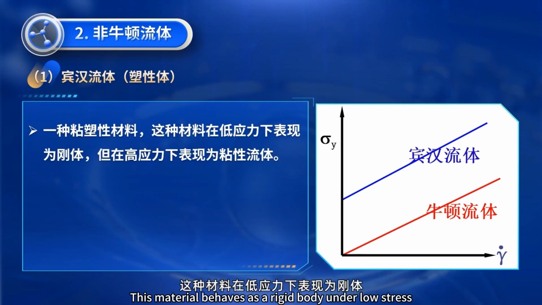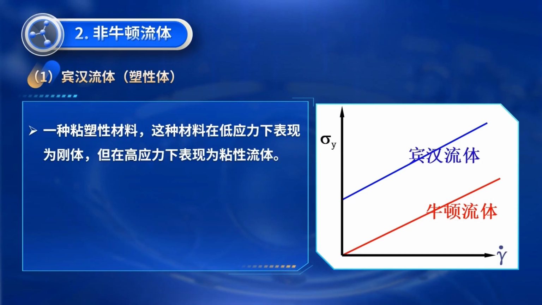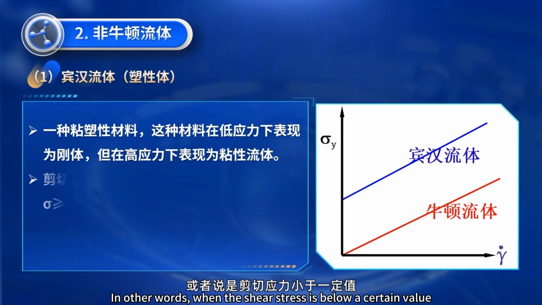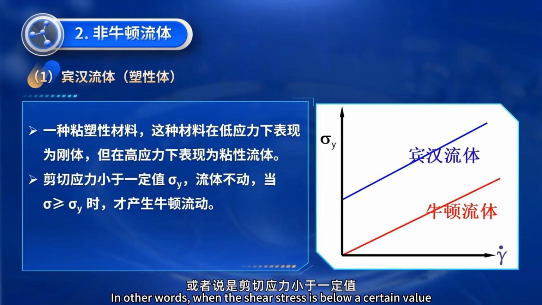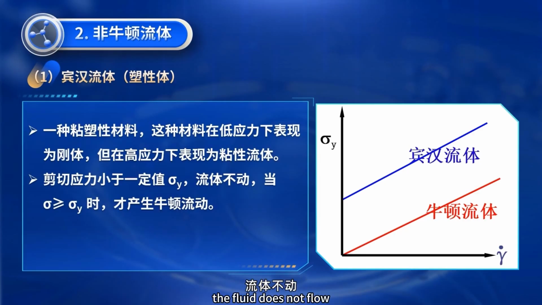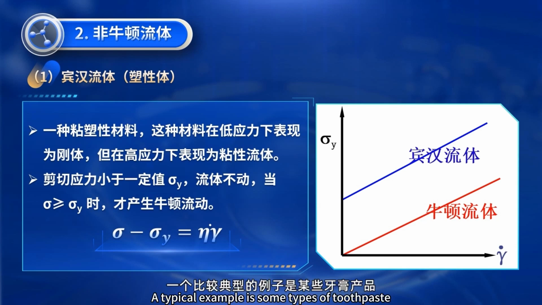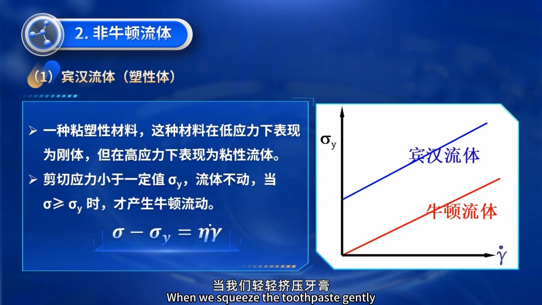This material behaves as a rigid body under low stress, but flows as a viscous fluid under high stress. In other words, when the shear stress is below a certain value, the fluid does not flow. Only when the stress exceeds a specific value does it exhibit Newtonian flow. A typical example is some types of toothpaste. When we squeeze the toothpaste gently and then release, it regains its shape. Only when slightly more force is applied does the toothpaste flow.